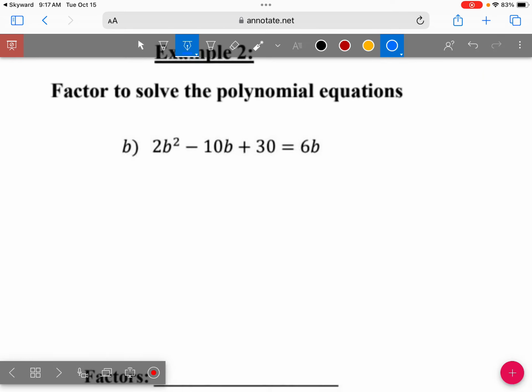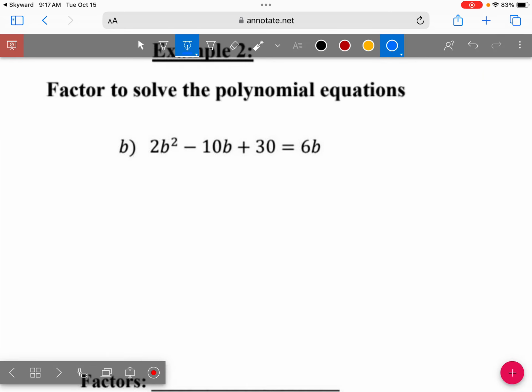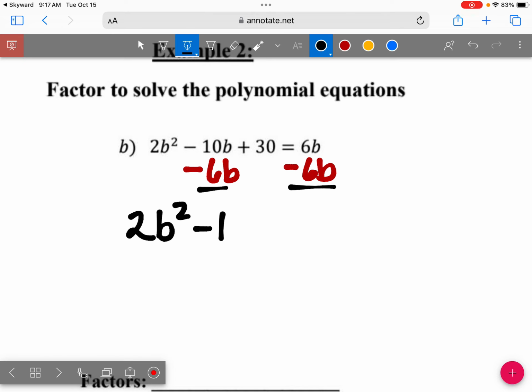So now let's do some that are a little bit harder. Notice that this one is not equal to 0. So what I have to do first is subtract 6b from its like term, which would be 10b. So then that'll give me 2b squared minus 16b equals 30. Sorry, not equals 30. Plus 30 equals 0.